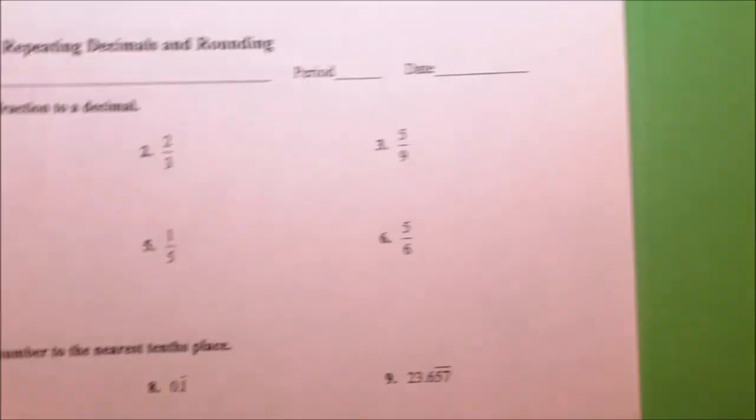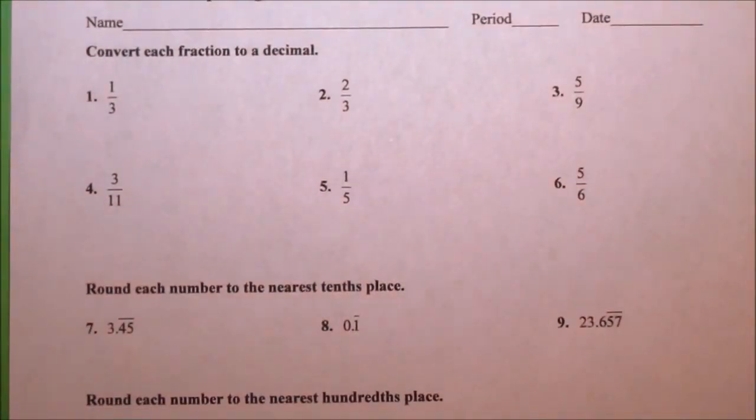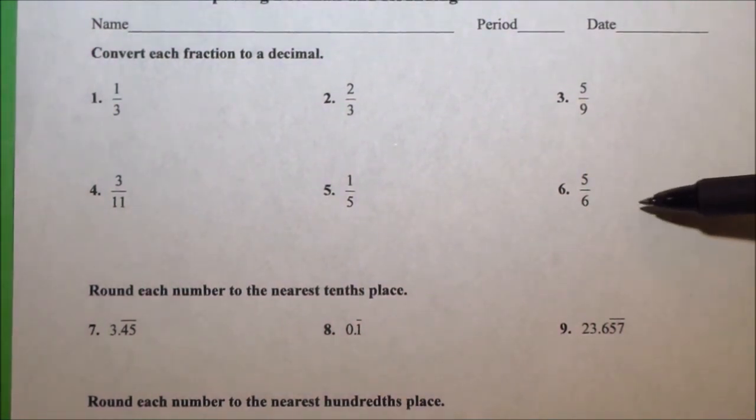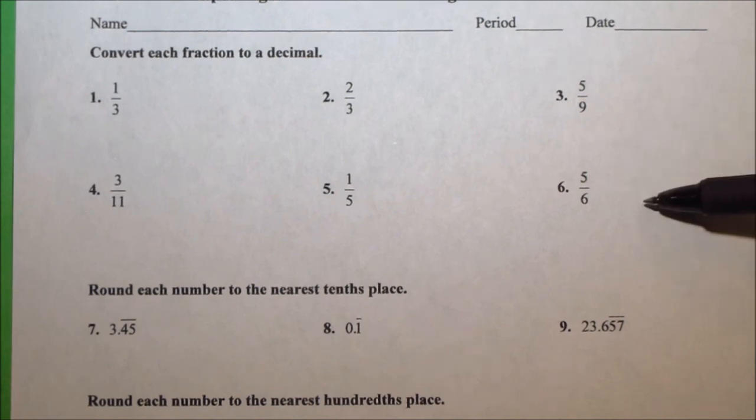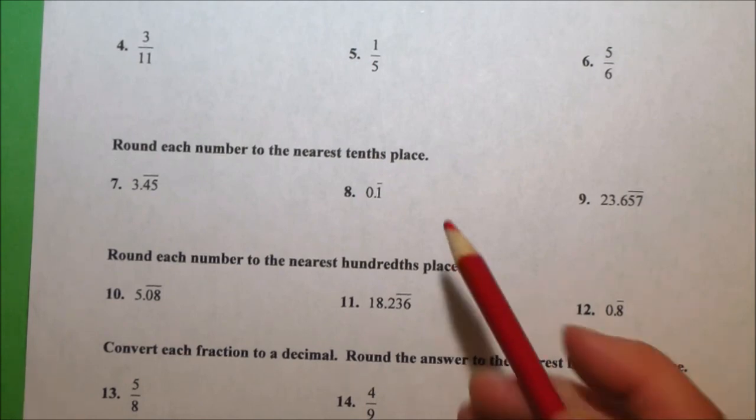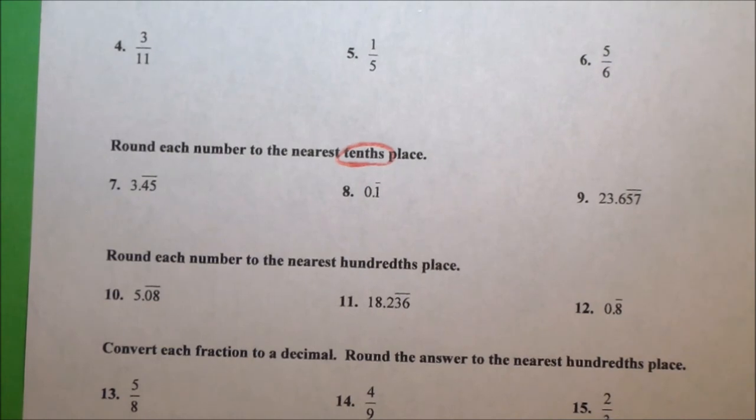All right, so that's your practice problems. Let's take a look at your worksheet. The first step is converting the fractions to decimals. So these are just going to be straight divisions until you see the pattern start and use your repeating bar. This one here, what I want you to do before you even start working is round each number to the nearest tenths place. Circle that tenths.